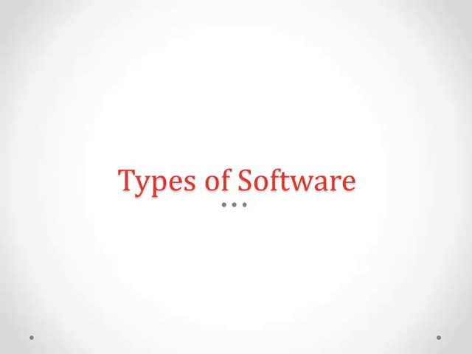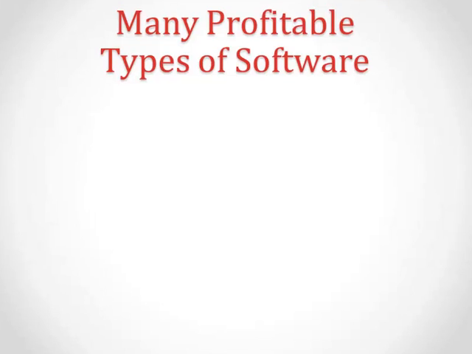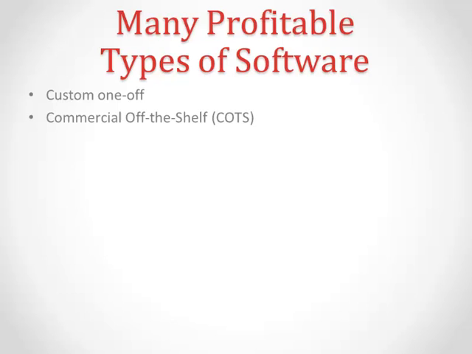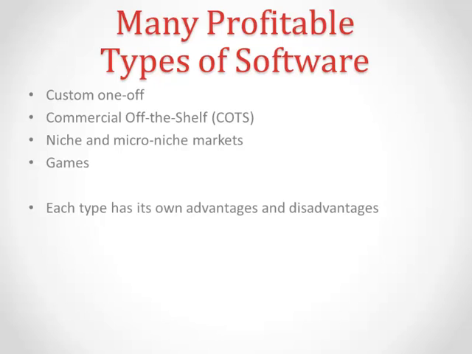Now, there's a lot of different types of software a micro ISV can create. You have custom one-off, commercial off-the-shelf, also known as COTS, niche and micro-niche markets, and games. This is technology, so we know it has advantages and disadvantages regardless of which type you choose to create.